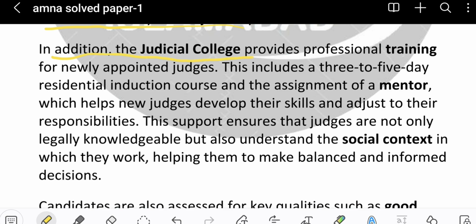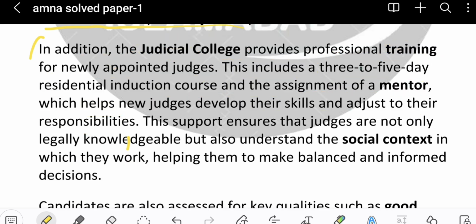In addition, the Judicial College provides professional training for newly appointed judges. These include a 3 to 5 day residential induction course and the assignment of a mentor, which helps new judges develop their skills and adjust to their responsibilities. So basically, in this next line, whenever a judge is selected or wants to be selected, they go to a judicial college, and in the judicial college they get proper training in being a judge. They pass the 3 to 5 day residential induction course.